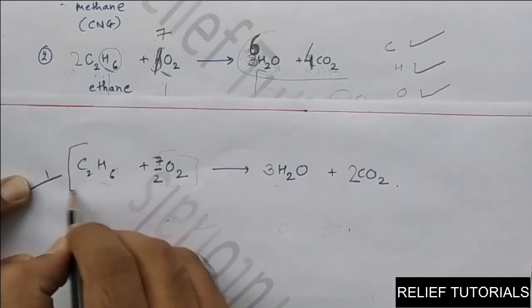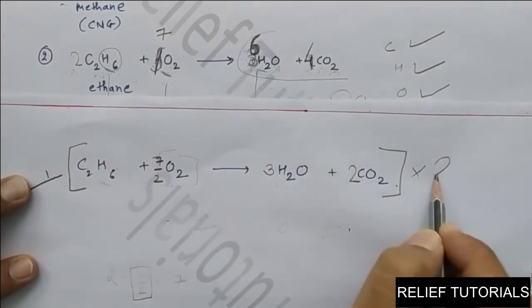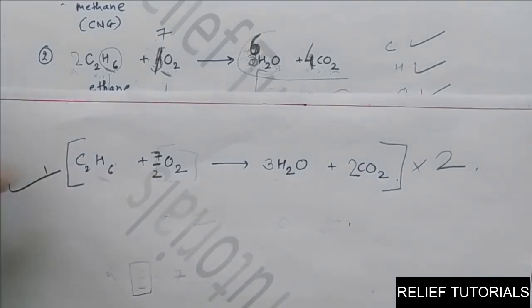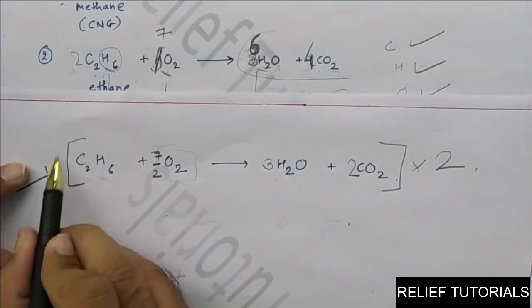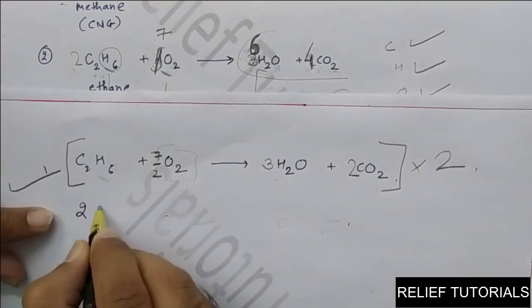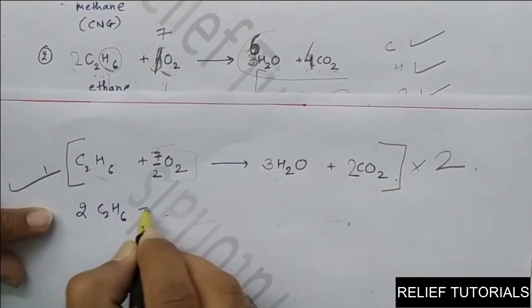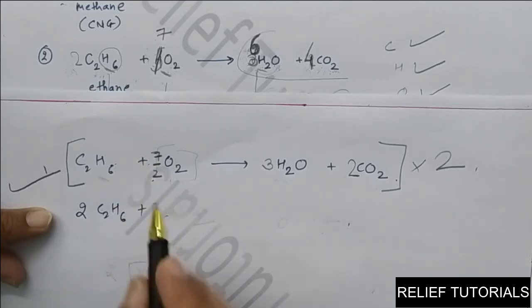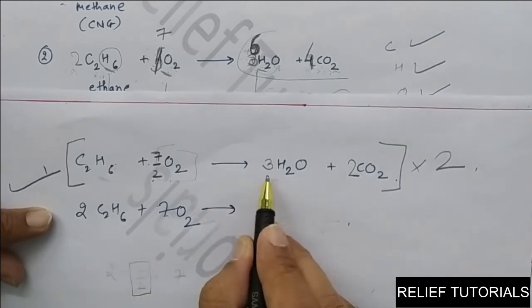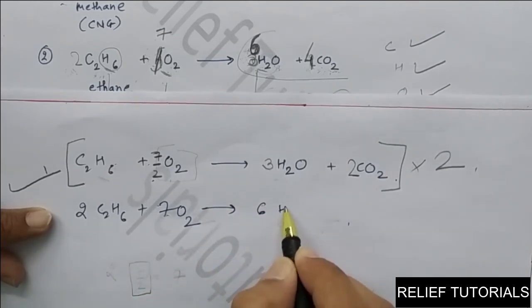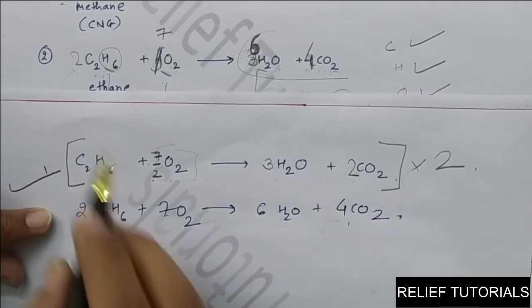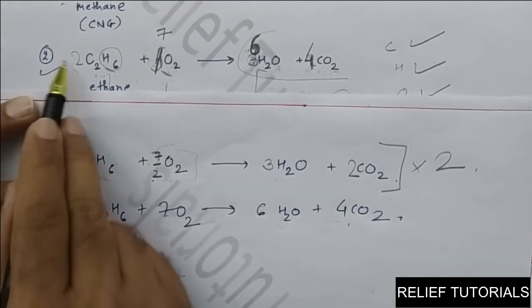2. So multiply the whole equation by 2. If you multiply the whole equation by 2, look at this. Multiply by 2 here, so it will become 2 C2H6 plus 7 by 2 multiplied by 2, the 2 cancels, 7 O2 gives 2 multiplied by 2, 6 H2O plus multiplied by 2, 4 CO2.